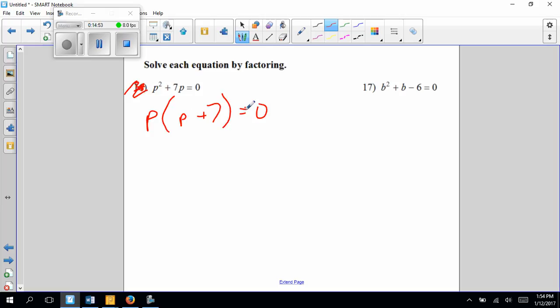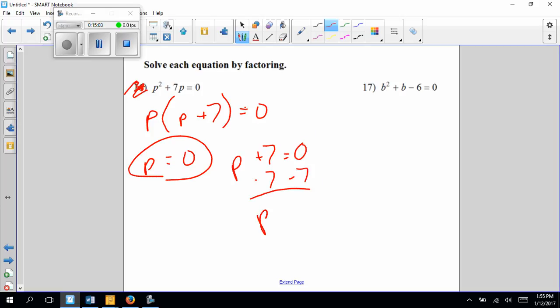Supposed to be an equal sign. Set each part equal to 0, so p equals 0. That one's done already. And then p plus 7 equals 0. When I subtract 7, I turn out to get p equals -7. That's my solution, 0 and -7.